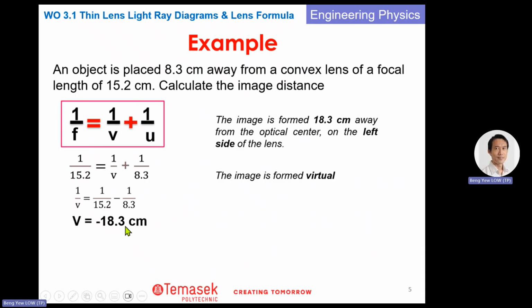The implication of a negative number is that the image is formed 18.3 centimeters away from the optical center on the left side of the lens, which is the same side as the object. Hence, the image formed is virtual.